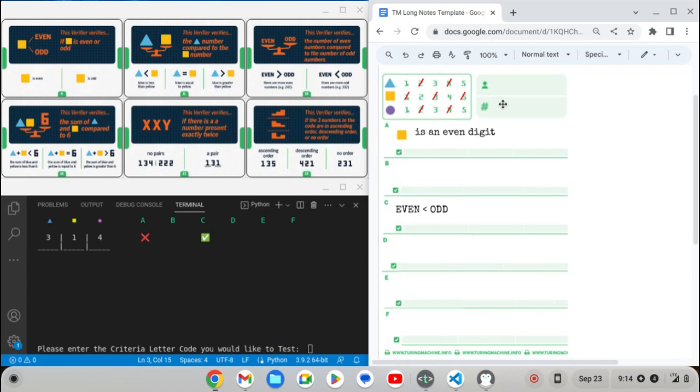Okay, so what can we test next? Let's go ahead and test criteria card E. In criteria card E, we're looking at pairs or no pairs. If you notice in my proposal of 3, 1, 4, I in fact don't have any pairs. So let's type that up in section E, and we'll say that the solution has no pairs.